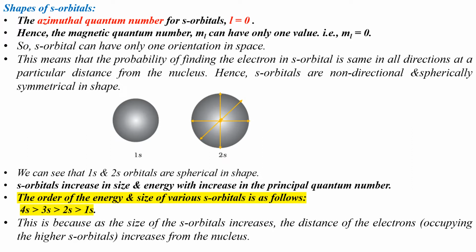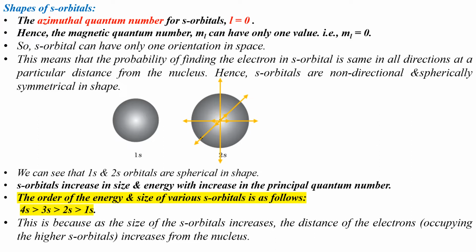Now, for an s orbital, the value of L is 0. If you substitute 0 in place of L in the formula 2L plus 1, you get 2 into 0 is 0 plus 1 is equal to 1. So ML can have only one value, and that one value is assigned as 0 for an s orbital. So this means that s orbital can have only one orientation in space. This means that the probability of finding the electron in s orbital is same in all directions at a particular distance from the nucleus. Hence s orbitals are non-directional and spherically symmetrical in shape.